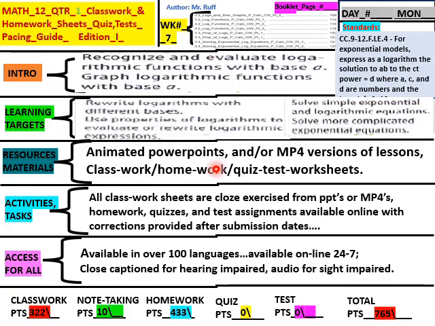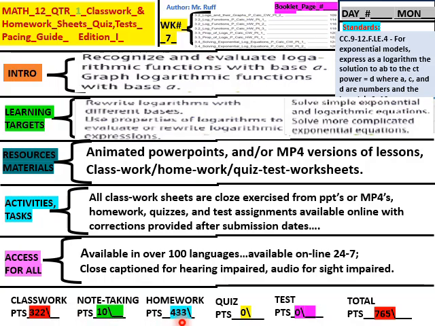Resources, materials, animated PowerPoints, and/or MP4 versions of lessons, classwork, homework, quiz, test, worksheets, activities, and tasks. All classwork sheets are closed exercise from PowerPoints or MP4s. Homework, quizzes, and test assignments available online with corrections provided after submission dates. And then access for all, available in over 100 languages, available online 24/7, closed caption for hearing impaired, audio for sight impaired. Classwork points, 322 classwork points, 10 points of note-taking.